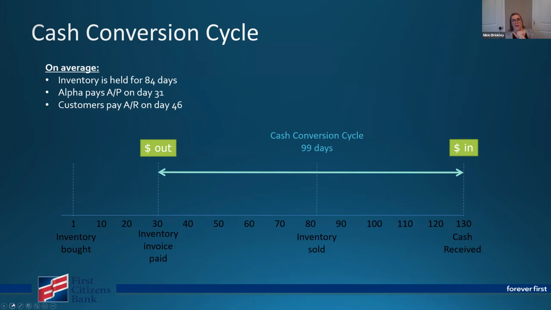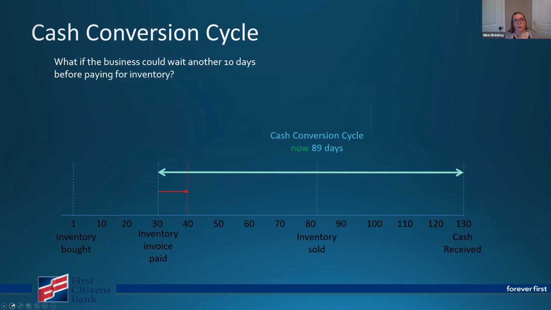So we'll go to the next slide and we'll see, what if the business could pay for the inventory 10 days later? So you're the restaurant owner and you call up Farmer Joe down the road and you say, hey, instead of paying today, I'd like to pay 10 days from now. Farmer Joe says, that's no problem. So now you've just shortened your cash conversion cycle by 10 days or 11 days, whatever. It's 31 or 41 days.